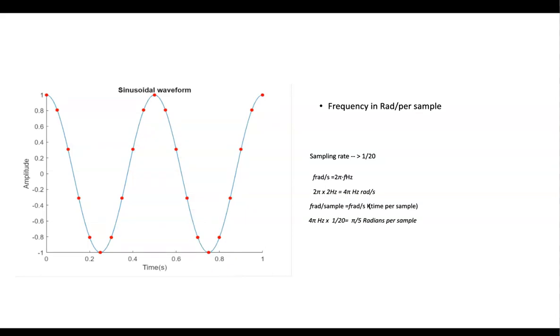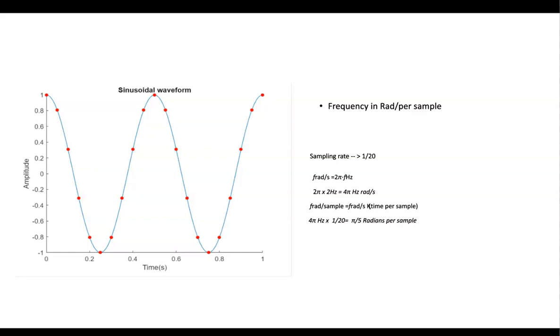And so frequency can also be expressed in radians per sample, so to get that you need the sampling rate. So in this case the sampling rate is basically just how many times you sample something within a second, so in this case it's 1 over 20. And then to get radians per second, it's just how many radians are sampled within a second.